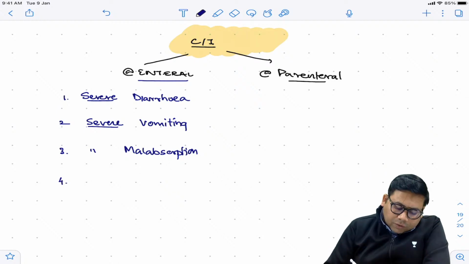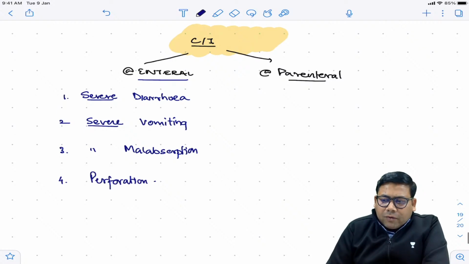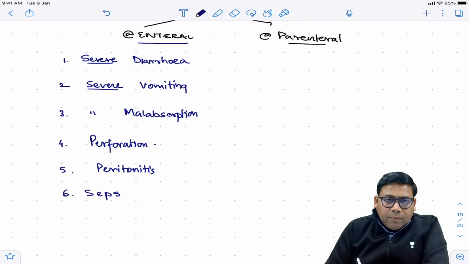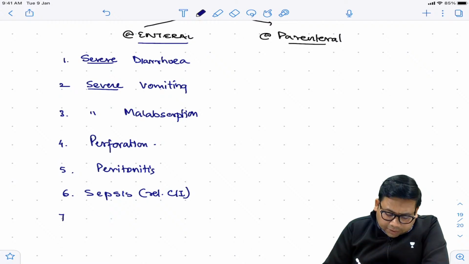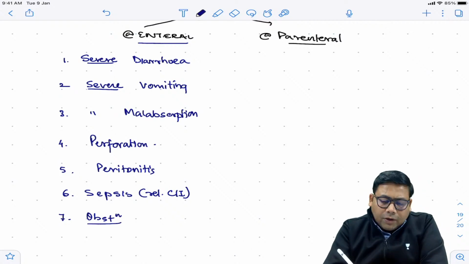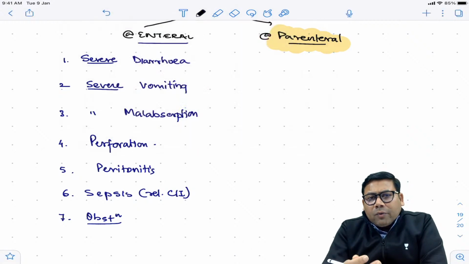Then the fourth is perforation. In case of perforation, how can you give anything via the gut? Then fifth is peritonitis. Then in case of sepsis, remember, sepsis is a relative contraindication for enteral feeds. And then the last is obstruction. So these are the classical contraindications for enteral nutrition.